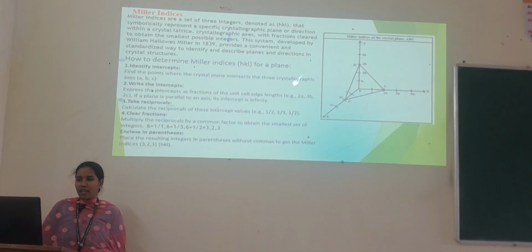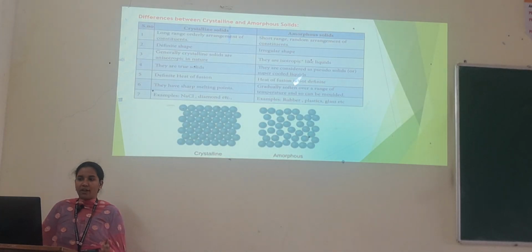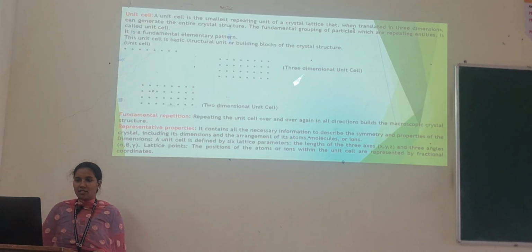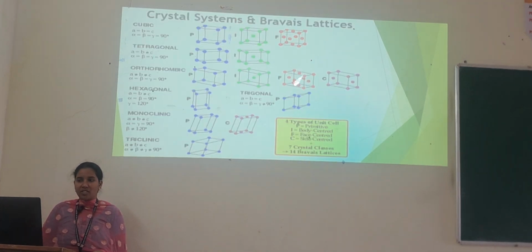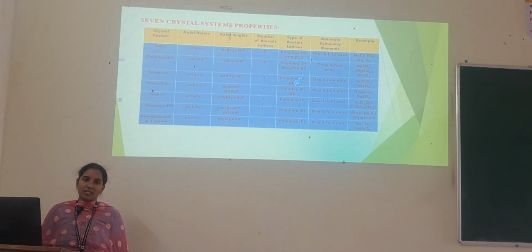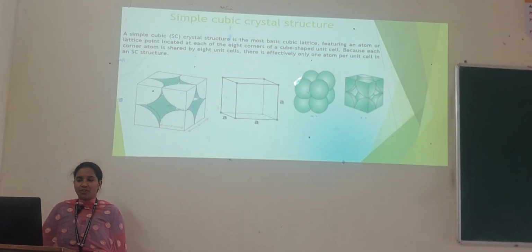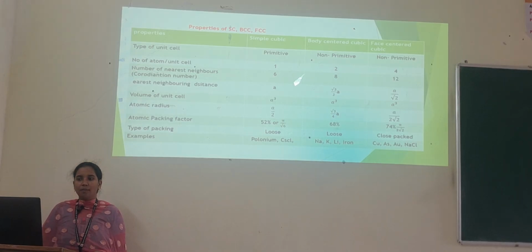Now you can see in the entire unit I have covered all the topics for unit 2, that is crystal systems. We have studied the differences between crystalline and amorphous, and then some basic fundamental definitions: lattice, basis, unit cell, and then lattice parameters and the properties of the crystal systems, Bravais lattices, and the 7 crystal system properties, and then important definitions like atomic radius, nearest neighboring distance, effective number of atoms, coordination number, and then atomic packing factor, for simple cubic, body centered cubic, and face centered cubic structures. And then these are the properties tabulated.